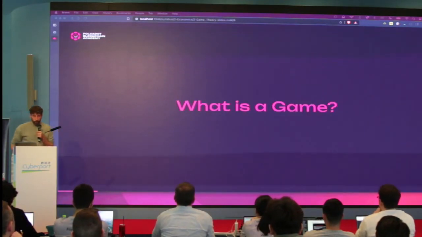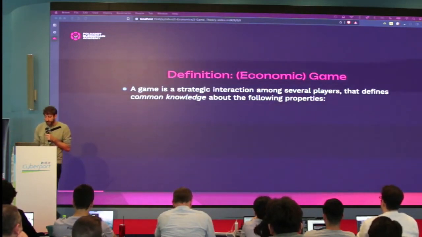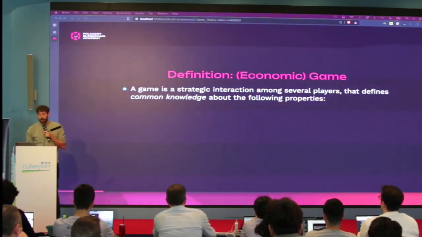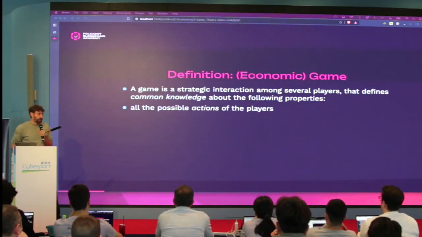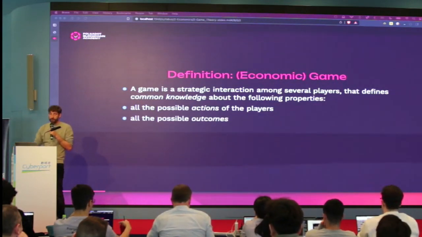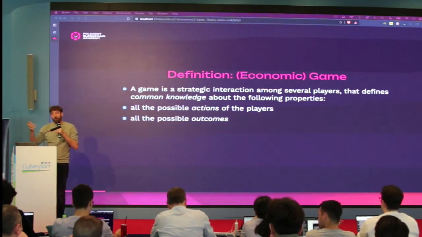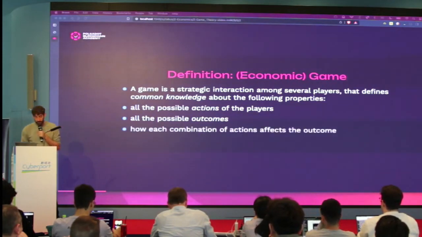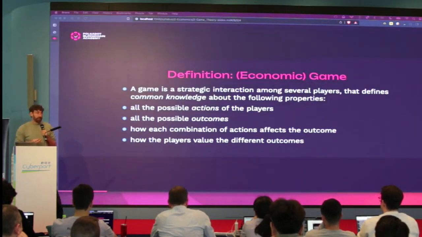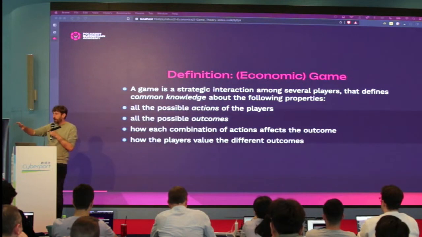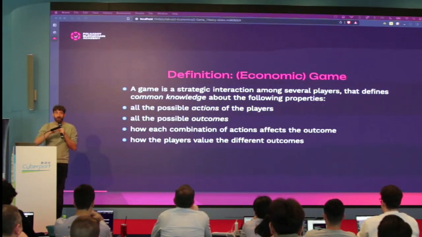Yeah, so now let's talk about what a game is, the economic definition. A game is a strategic interaction among several players that defines common knowledge about the following properties: all the possible actions of the players, so the players need to know what actions are available; all the possible outcomes, so the players need to know which combination of actions maps to which outcomes; and also how the players value the different outcomes, right? This goes back into the direction where you need to have some payout or some utility function for all the different outcomes.